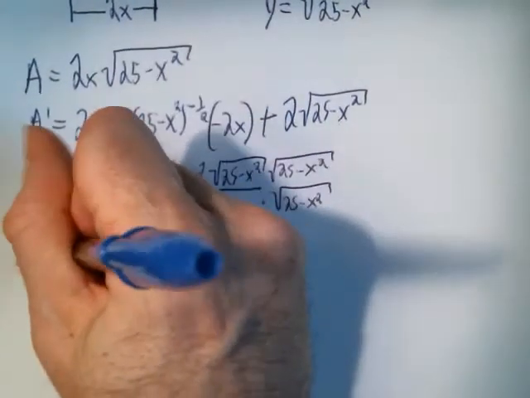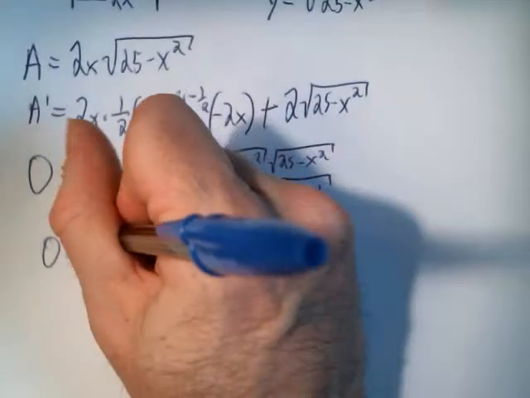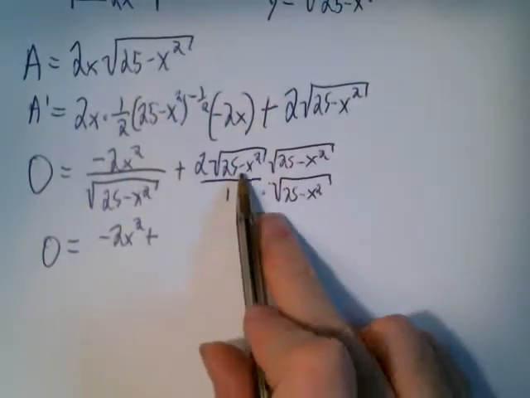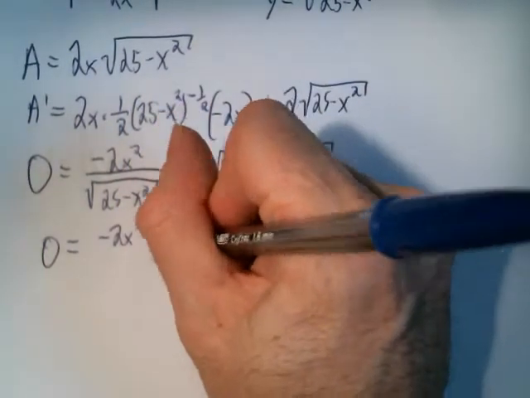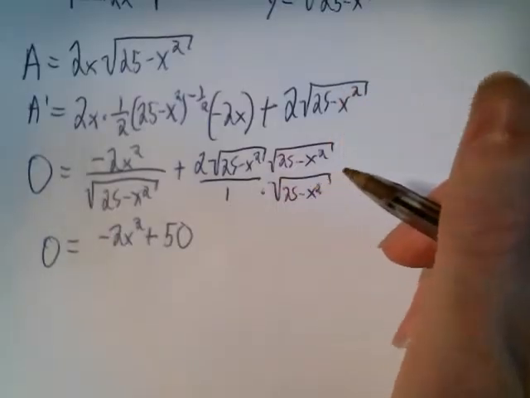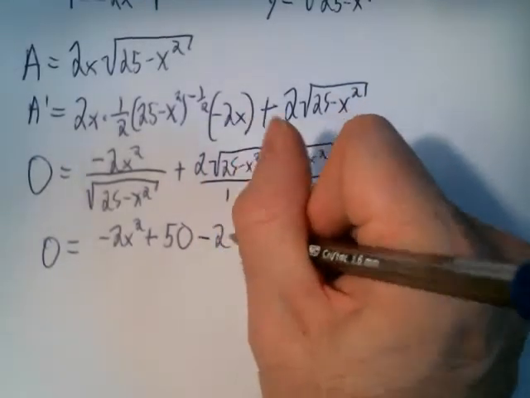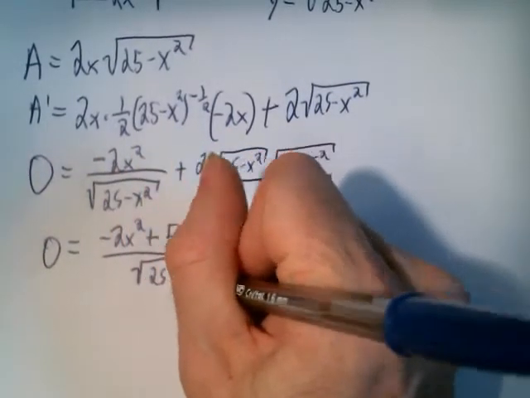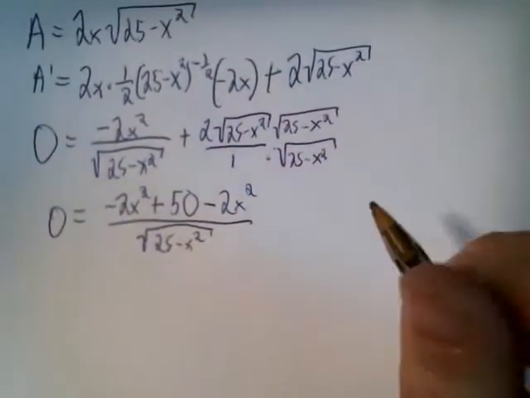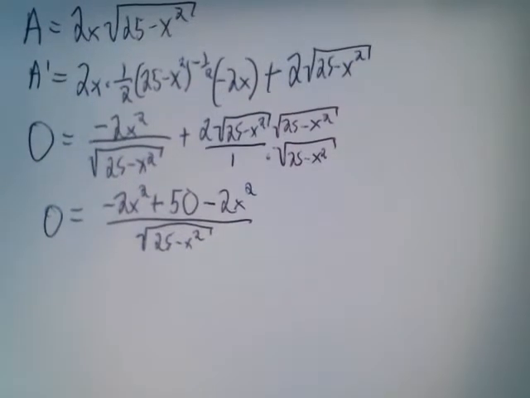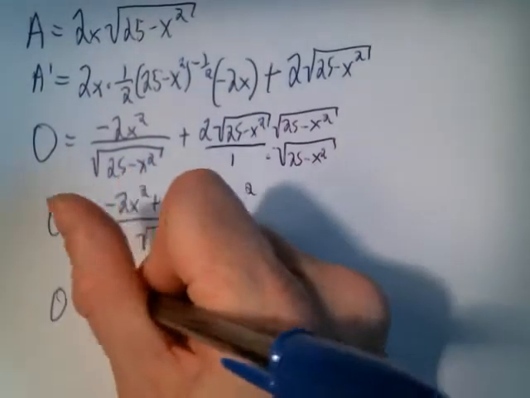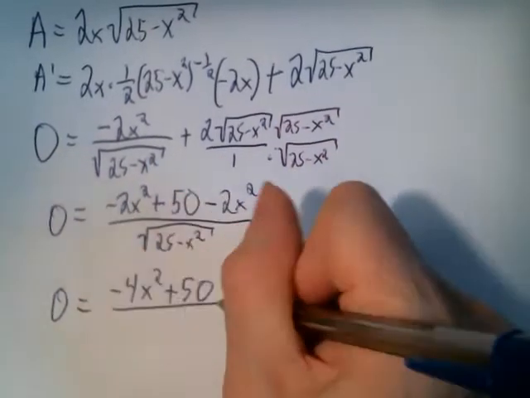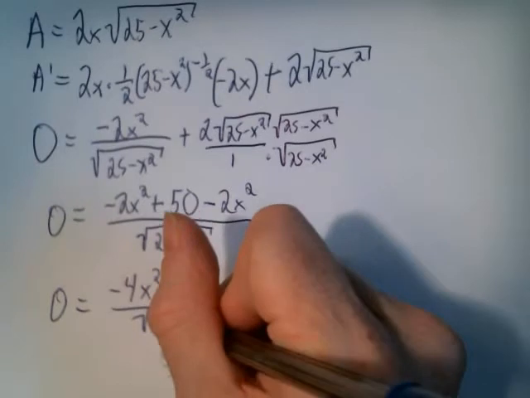Okay. So we'll have 0 equals negative 2x squared plus 2 times 25 minus x squared, which will be 50, minus 2x squared all over the square root of 25 minus x squared. Okay. So we'll end up with 0 equaling negative 4x squared plus 50 all over square root of 25 minus x squared.